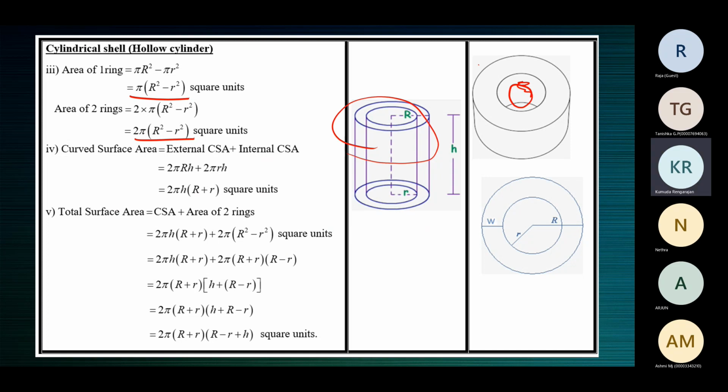You should imagine a sellotape roll for that. On the outside, you can touch the curved surface area. Then in the inside also there's a cylinder, that also has a curved surface area. So the curved surface area is the external CSA plus the internal CSA. See, if it is a solid cylinder, you cannot touch the inside. Curved surface area will be only on the outside if it's a solid cylinder.